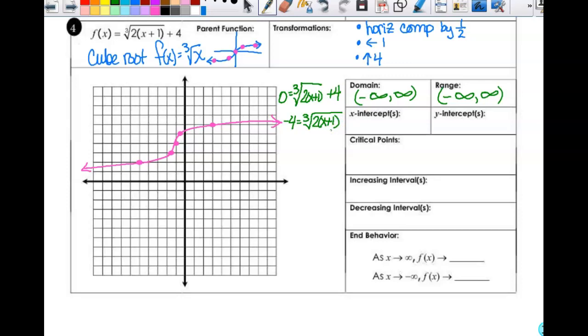What would I do next? I can distribute, but I also don't have to, so I'm not going to. If you do, it's not wrong. It's not wrong if you do it. So I'm going to cube both sides. What's negative 4 cubed?